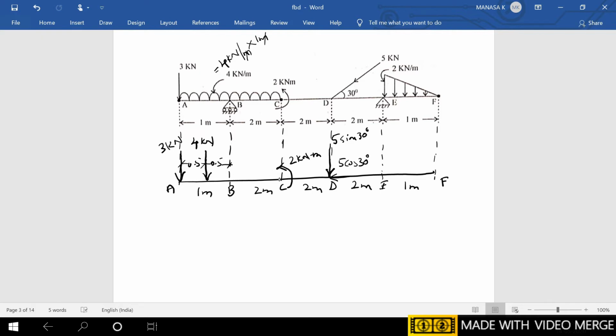Next, coming to this stretch of UDL, BC is of length 2 meter, where the UDL intensity is the same, so the intensity of the point load will be the area of the rectangle, that is again the height is 4 kN per meter, and now the length is 2 meter, so it will be 4 kN per meter into 2 meter here.